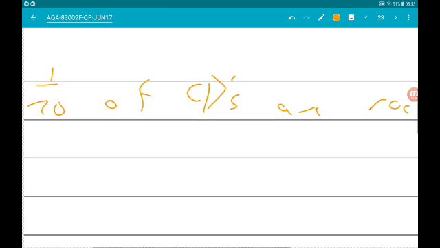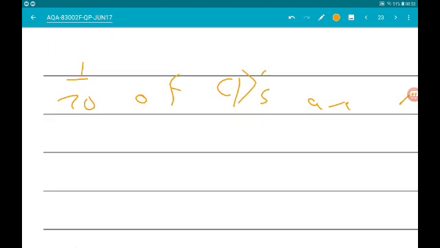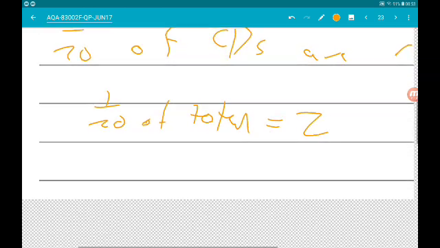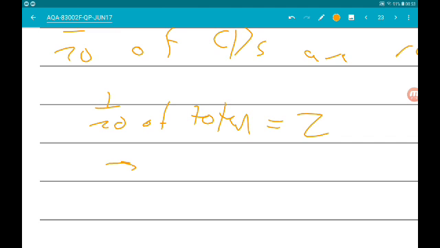So that means that 1/20th of the total is 2. Now that means then, to get the total, we multiply by 20. So the total CDs is 2 times 20, which is 40.